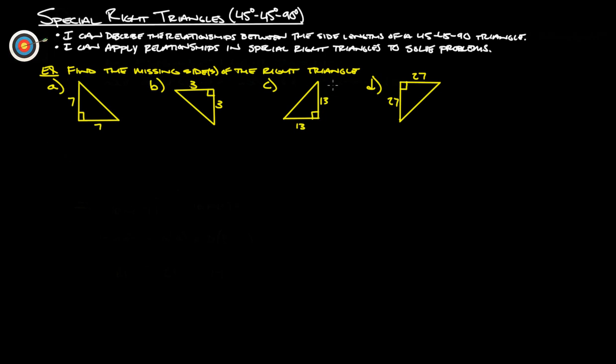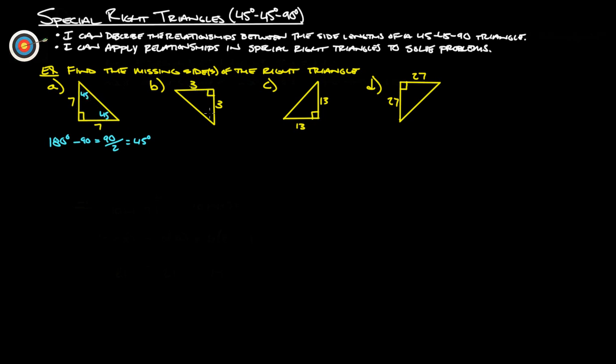Find the missing side or sides of the right triangle. The first one is a right triangle where these two sides are 7. Since the two sides are the same, that makes this an isosceles triangle, so the angles across from these sides have to be the same. Since we have 180 total degrees in a triangle and we have already used 90, that leaves us with 90, and we split those evenly between these two, so 90 divided by 2. Both of those angles are 45 degrees.